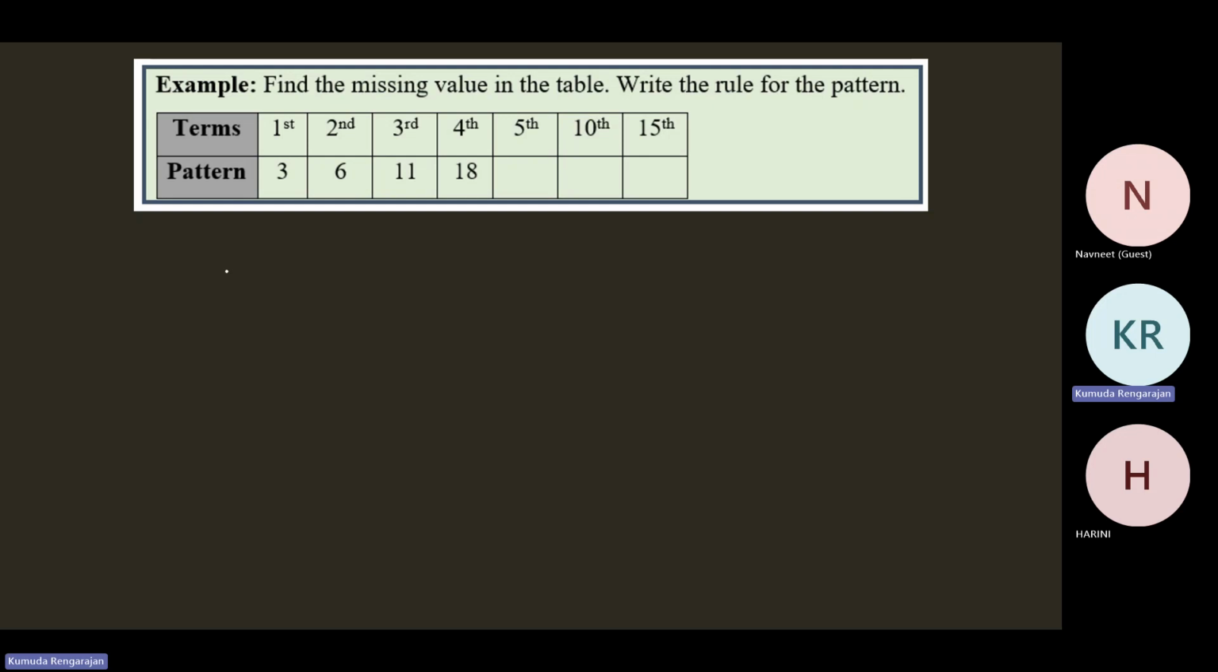So in this table, you can see two headings, terms and pattern. First term, second term, third term, fourth term, fifth term, 10th term, 15th term. The first term of the pattern is 3. The second term is 6. The third term is 11. The fourth term is 18. With this information, you have to find the fifth term, the 10th term, and the 15th term of the pattern.